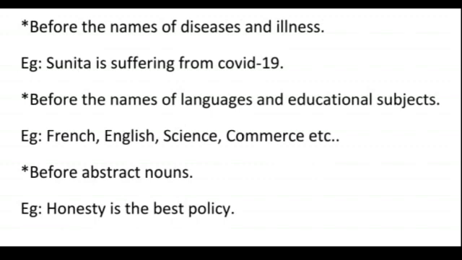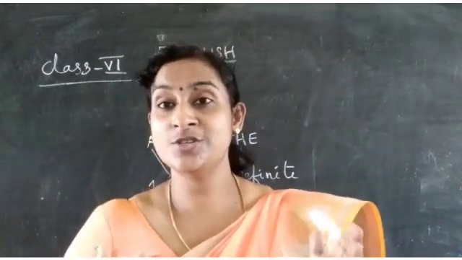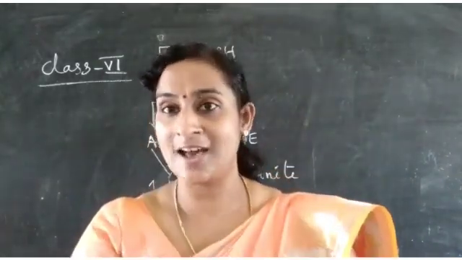Then the last one, before abstract noun. Honesty is the best policy. So here you can see honesty, that's the abstract noun. Before the abstract noun also, we never use any articles. So I hope you understood where to use these articles.